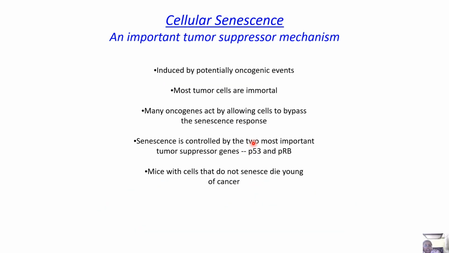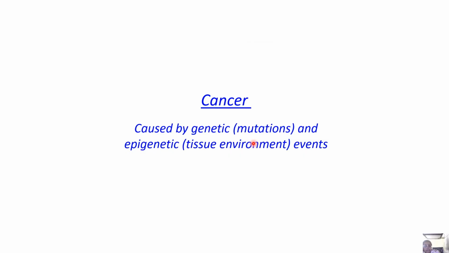So, cellular senescence is an important tumor suppressor mechanism induced by potentially oncogenic events. Most tumor cells are immortal, so many oncogenes act by allowing cells to bypass the senescence response. Senescence is controlled by the two most important tumor suppressor genes, p53 and pRB, and mice with cells that do not senesce die young of cancer.